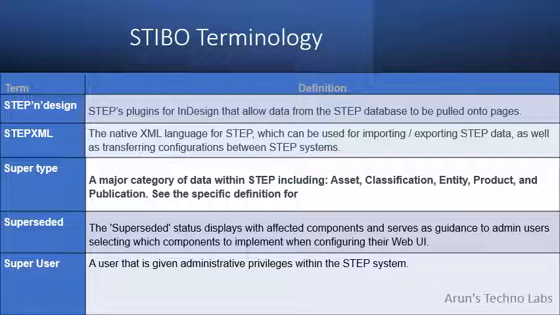Super type is kind of a major category of the data within step, including asset, classification, entity, product, publication. Okay, so these are the super types. Super edit is status that displays which affected components and serves as guidance to admin users selecting which component to be implemented when configuring their web UI.